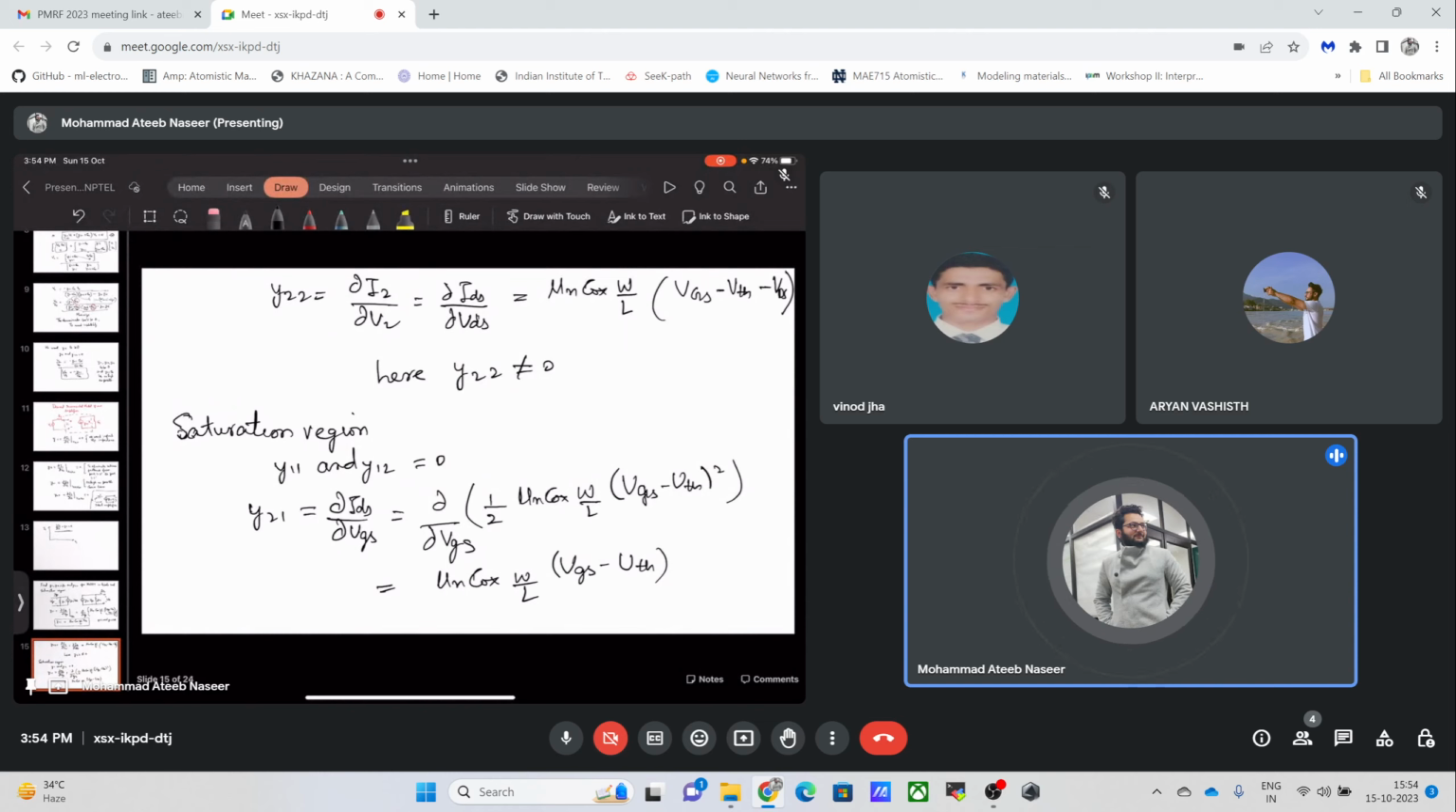So Y21 has a dependency on the gate to source bias. This is what we need. We want Y21 to have this dependency on the gate to source bias. What about Y22?